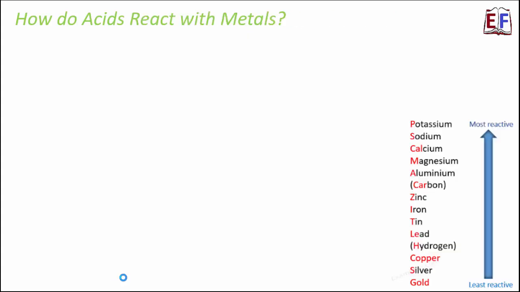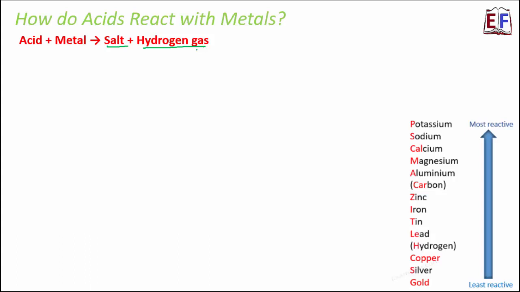So moving ahead with how acids react with metals. This is again something very, very important. Normally, an acid reacts with a metal to form a salt, and hydrogen gas is liberated during the process. So what we will understand here is how exactly this reaction takes place.